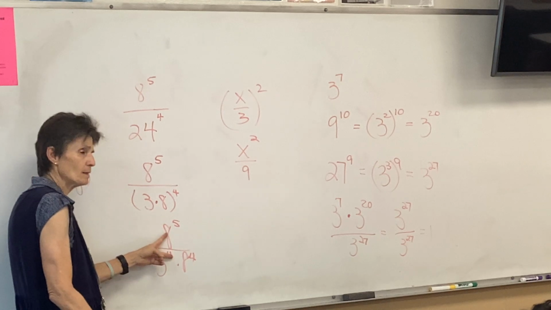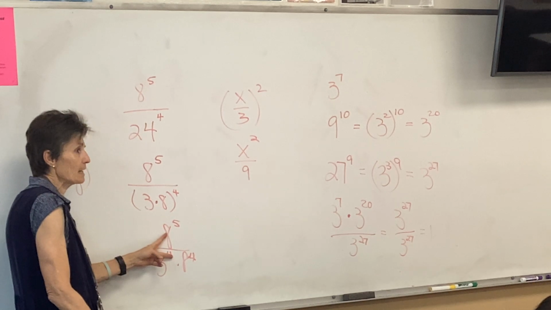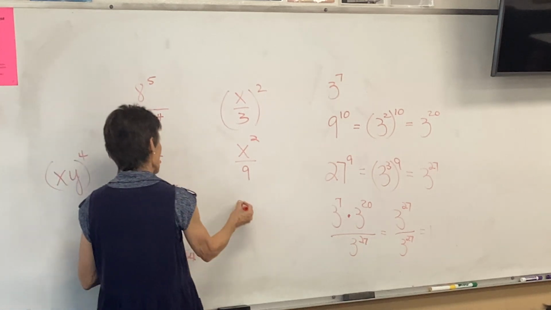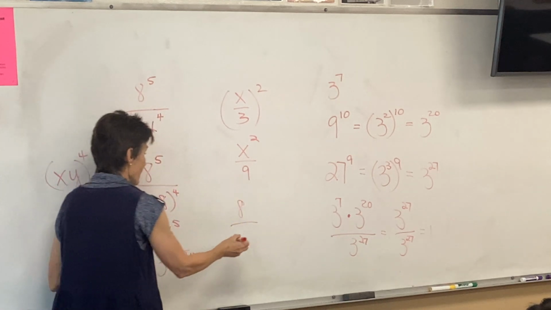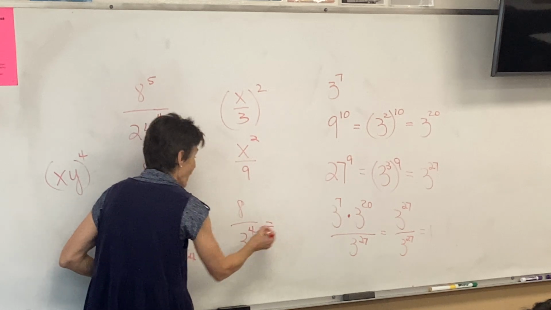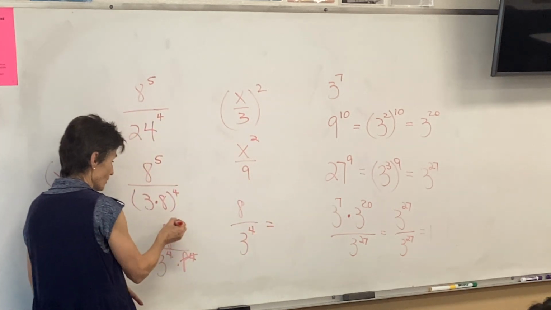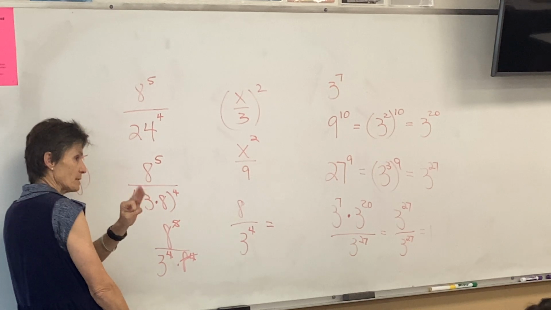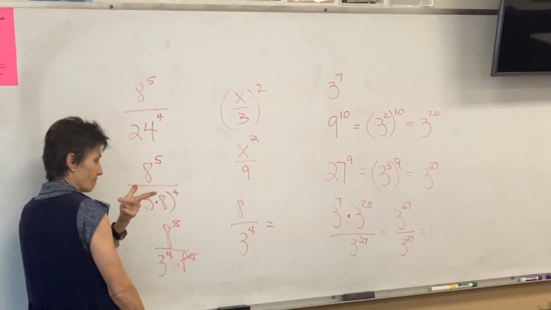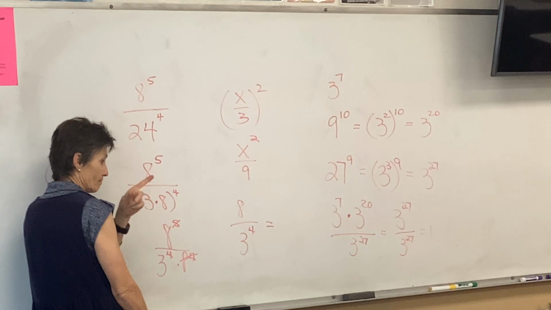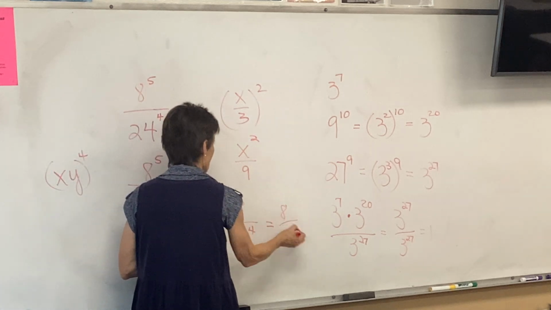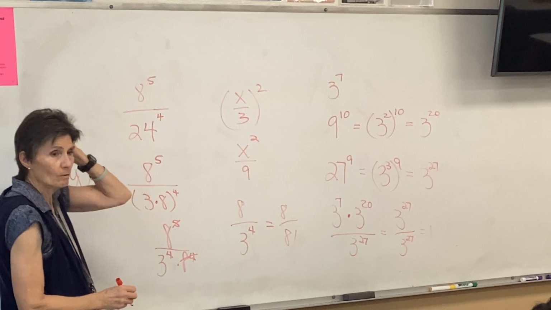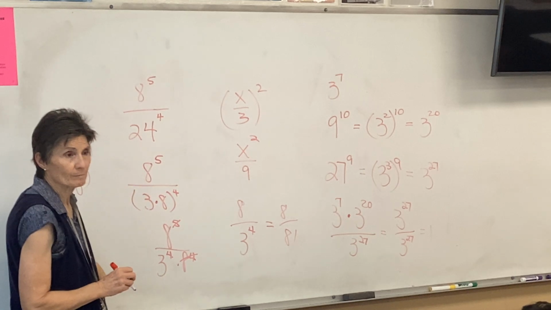What happens right here? Cancel. They're gonna cancel and leave me with an 8 on top. So I'm gonna have an 8 on the top and a 3 to the 4th on the bottom, because that canceled. And 3 to the 4th, 3 times 3 times 3 times 3, 81, 9 times 9, 81. So the answer is 8 over 81.